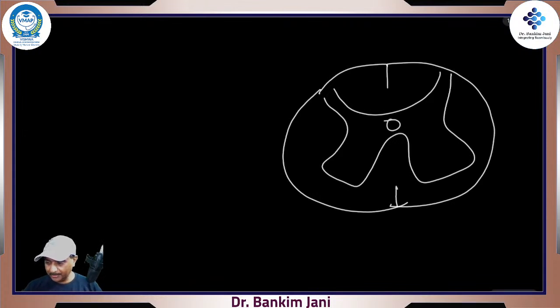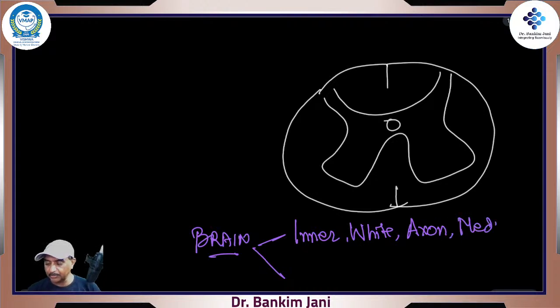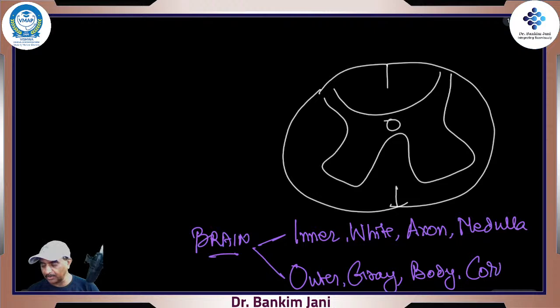To remind you, in case of the brain, we said that the inner part of the brain is all straight lines. It is called white matter. It has axons. It is also called the medulla, correct? The outer part has circular lines. It is gray matter, which has the cell bodies, and it is also called the cortex.